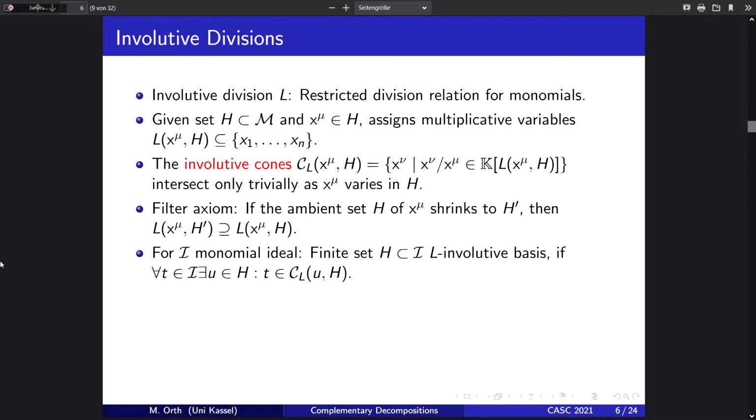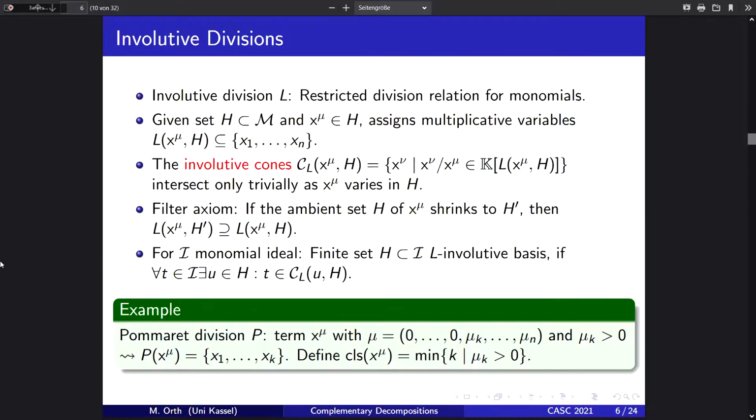But the notion of involutive basis is important for our talk and our work. A finite set H contained in the monomial ideal is an involutive basis if each term in the ideal possesses an involutive divisor with respect to the division L. A very important example, but not the most important for our talk, is the Pommaret division.